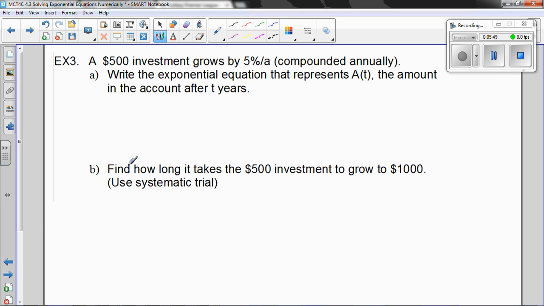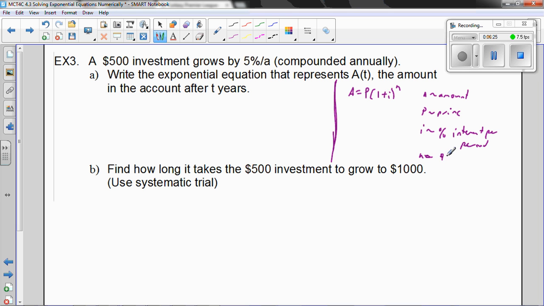$500 investment grows by 5% compounded annually. Write the exponential equation that represents A, the amount in the account after T years. So you might hopefully remember vaguely doing this sort of thing last year in grade 11. Remember, A is the amount at the end, P is the principal, I is the percent interest. It's the interest rate per period. And we'll get into some examples like this.